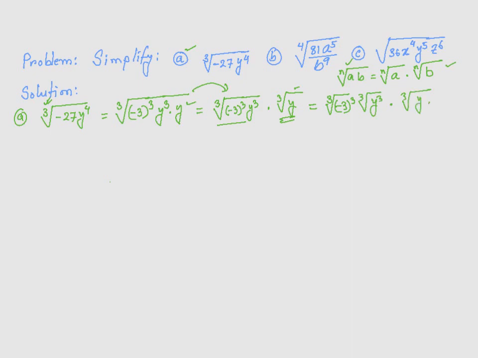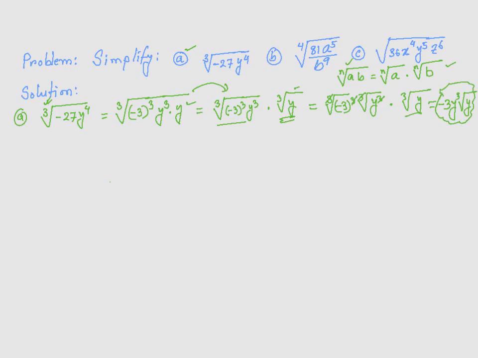Now things do simplify. Cube and cube root are going to cancel out. That's going to give me negative 3. Then cube and cube root are going to cancel out. That's going to give me y, and this term stays as it is, cube root of y. And that's as much as we can simplify, and that's our final answer for this one.